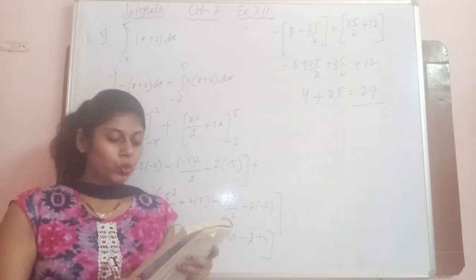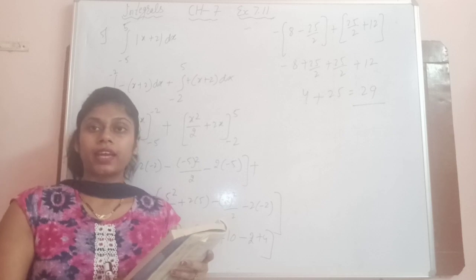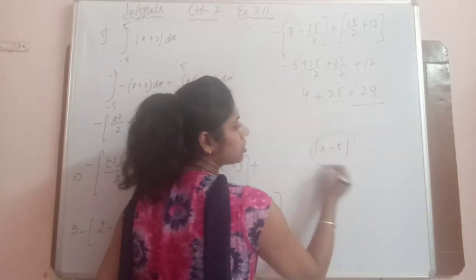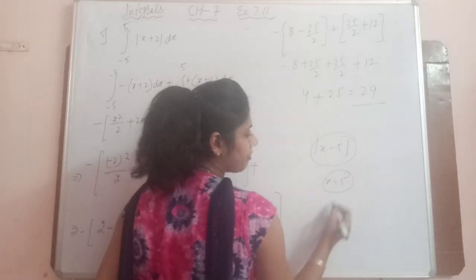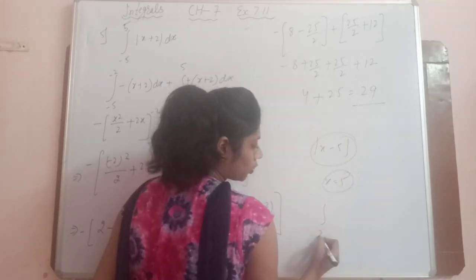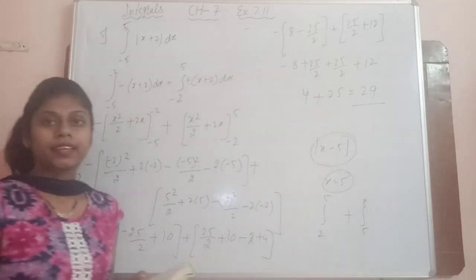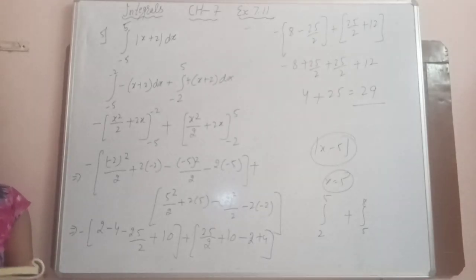Here the integration is 2 to 8 and the function is x minus 5. So x minus 5 will become 0 at x equals 5. So the integral will break into 2 to 5 plus 5 to 8. In this way solve the sixth question. Next we will solve question number 7.